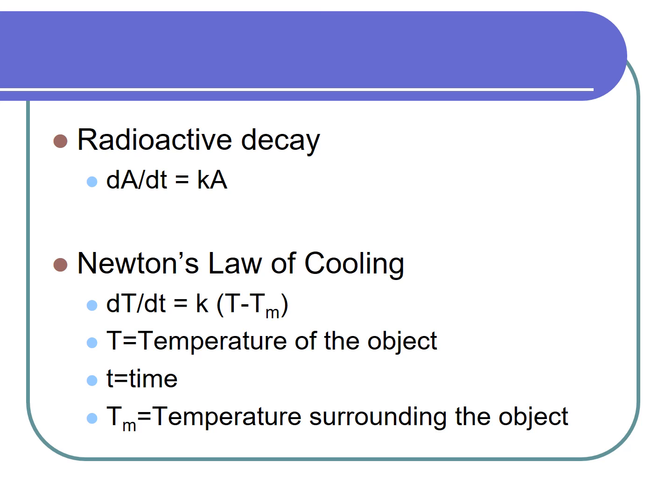Some other examples. Radioactive decay: the change in the amount of radioactive isotope with respect to time is equal to a constant k times the amount of that radioactive isotope. Or Newton's law of cooling: the change in temperature with respect to time is equal to a constant times the temperature of the object minus the temperature surrounding the object.